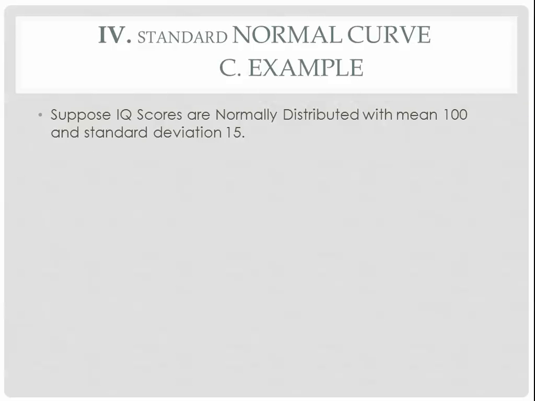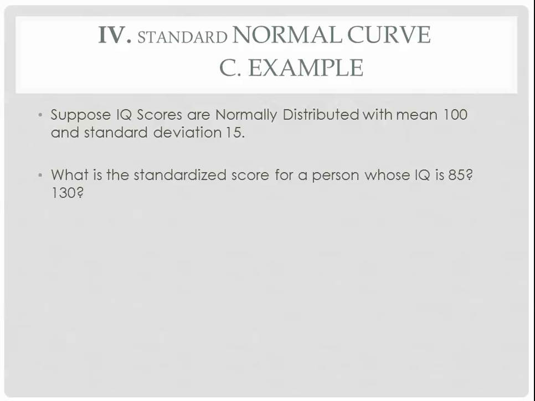Okay. So here's an example. We're going to look at IQ scores that are normally distributed with a mean of 100 and a standard deviation of 15. This example is going to come up again and again as we work through things. We'll use the same distribution. We want to know what's the standardized score for a person whose IQ is 85 or for a person whose IQ is 130.